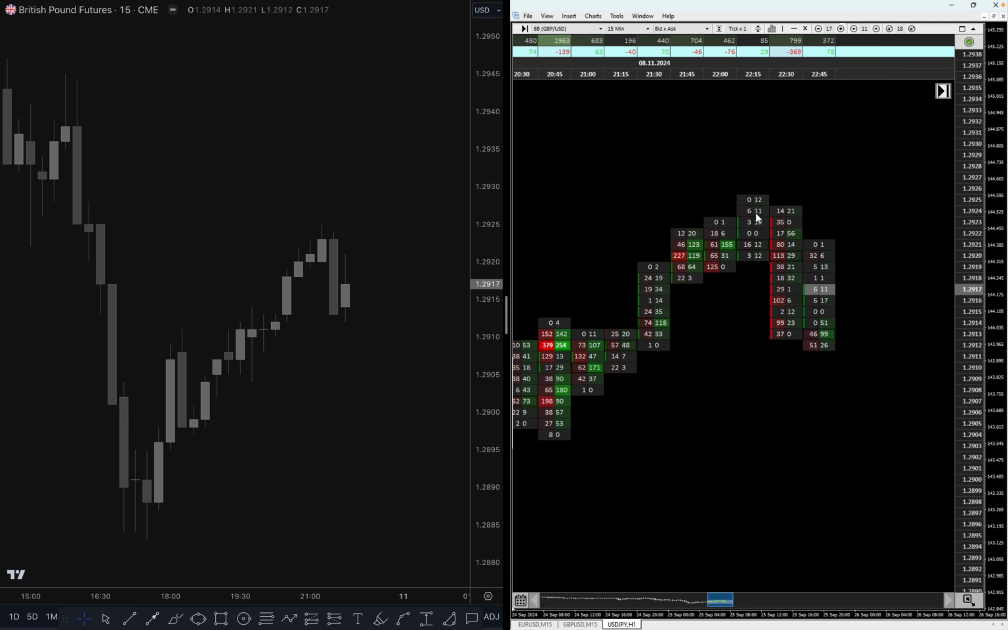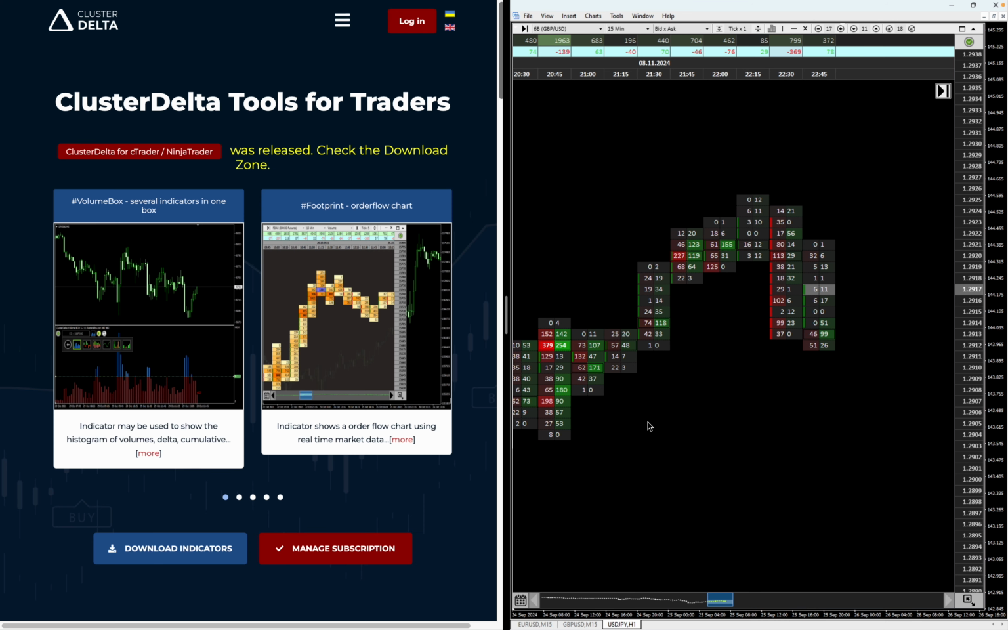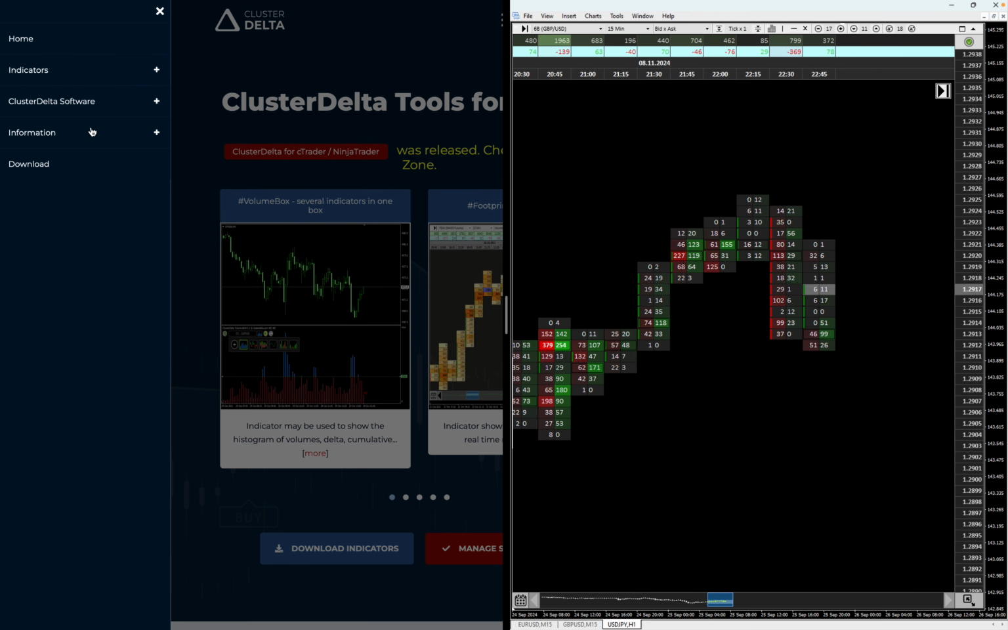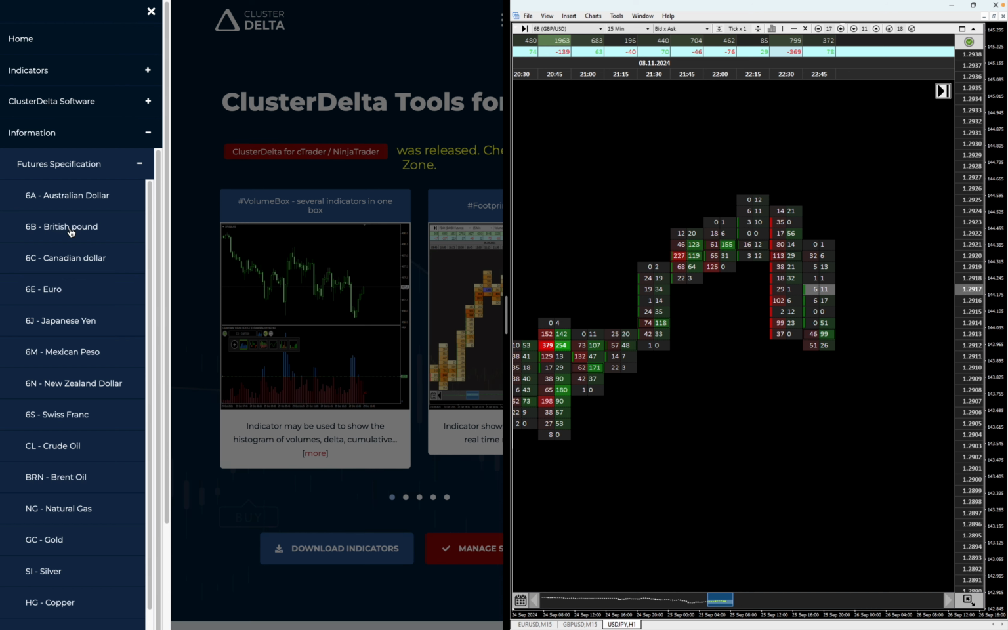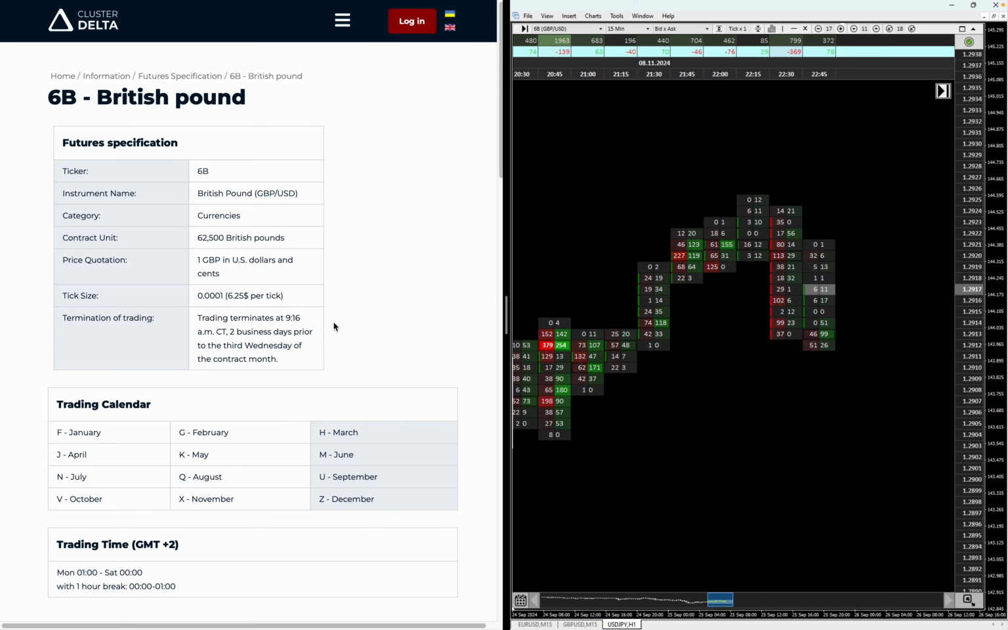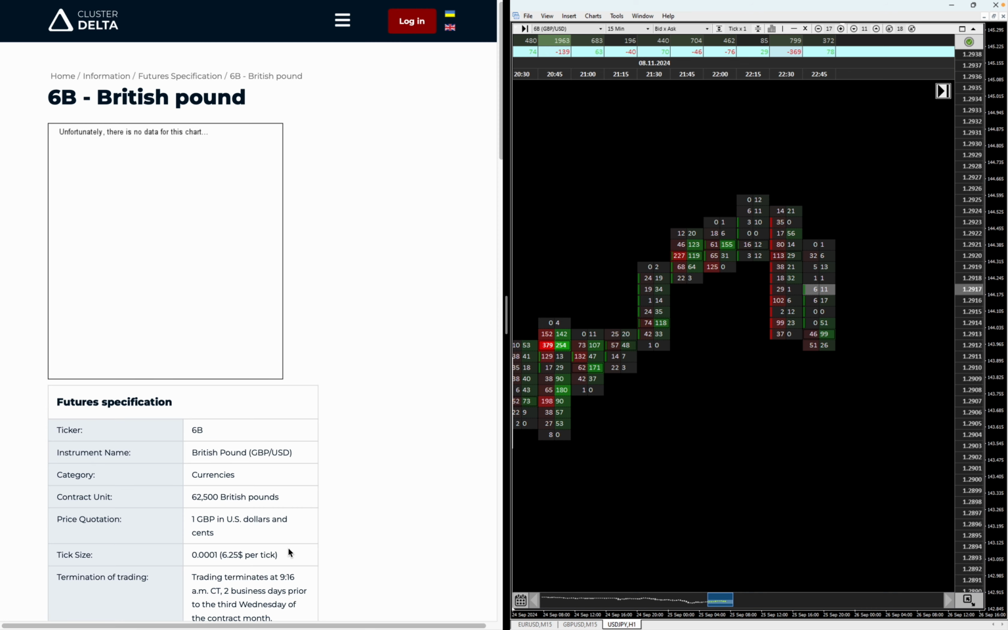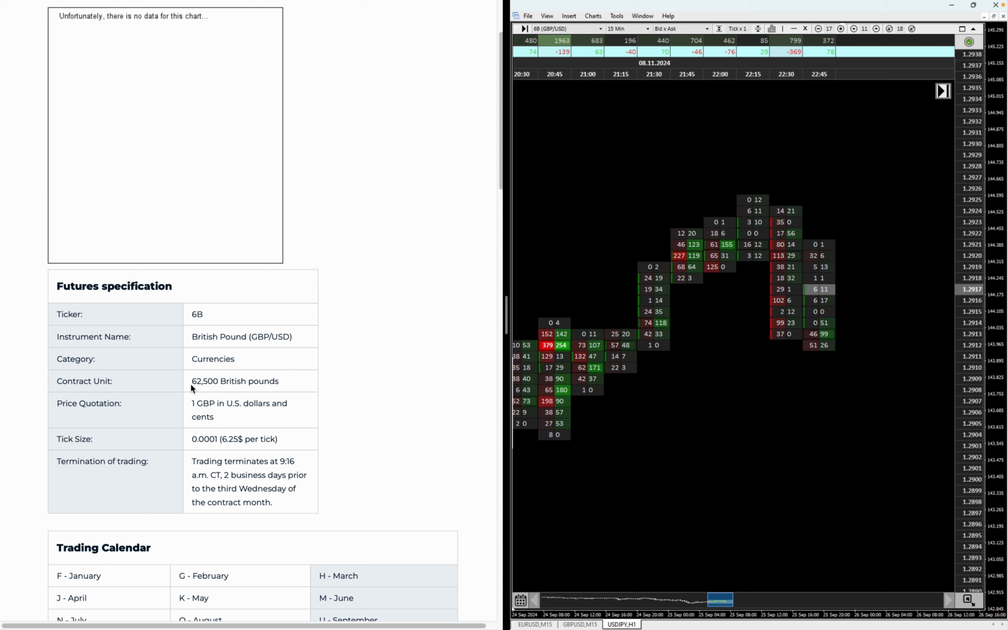So if you want to know more about that specifically, we can go to the Cluster Delta website, and then if you go here to information, futures, specification, and you choose the pair that you're looking at, it will tell you over here how much each contract is worth.